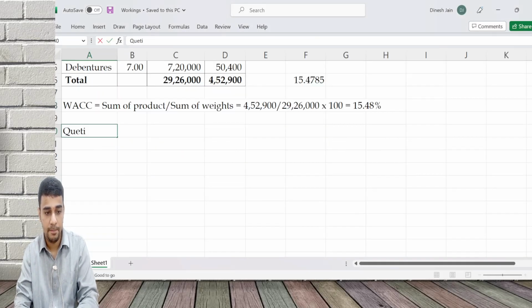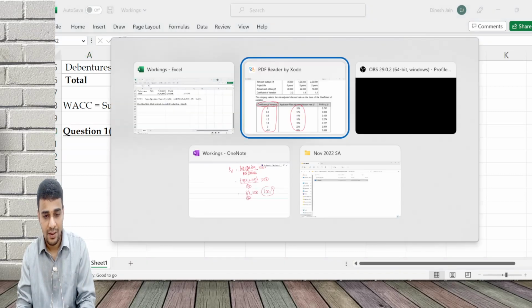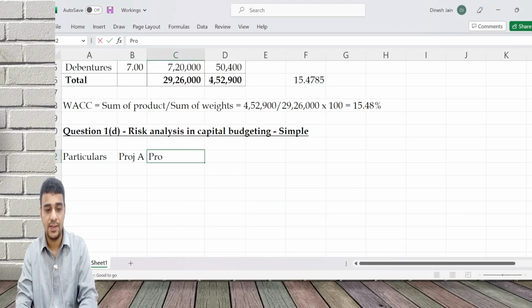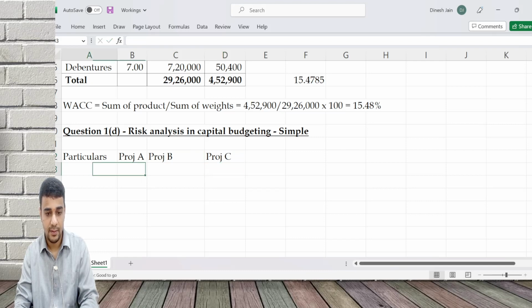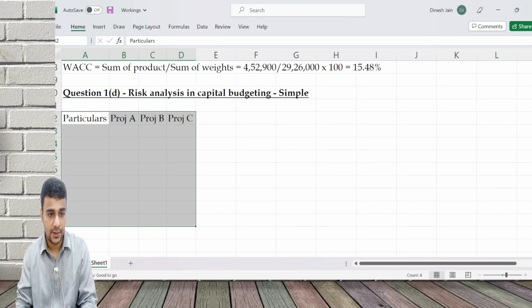Question 1D came from risk analysis in capital budgeting. Extremely simple. In fact, this is the easiest of the lot. It will not take more than 4-5 minutes. Particulars and 3 projects. Even the annuity factor is given in the question, so there's nothing to be done.